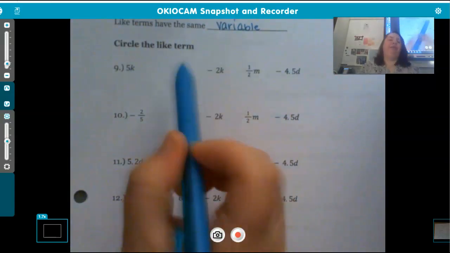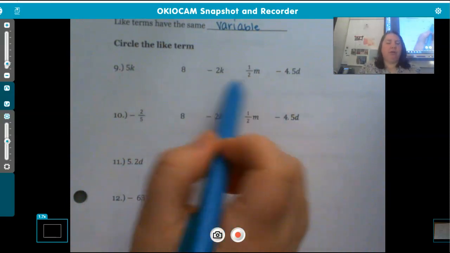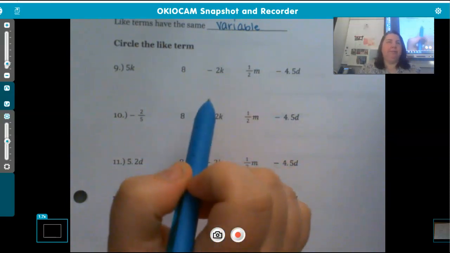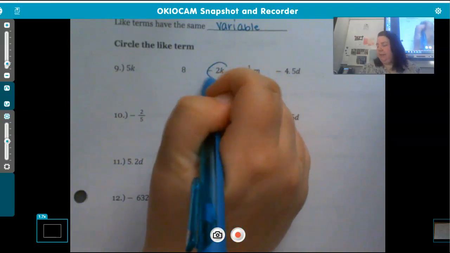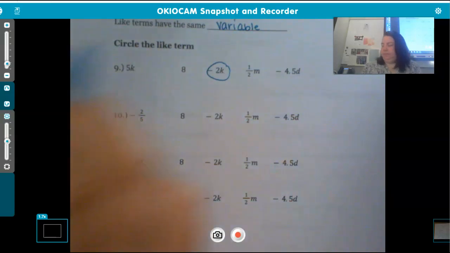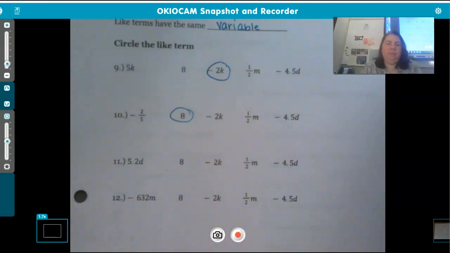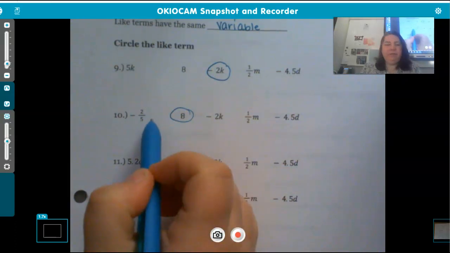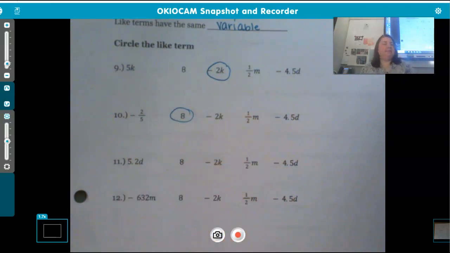So let's look at number 9, 5k. Which term over here would be the like term to it? Yeah, negative 2k. Because it has what? The k, it has the same variable. Let's look at number 10, negative 2/5. What is its like term? 8. Why? Yeah, because this one does not have a variable with it, neither does the 8.